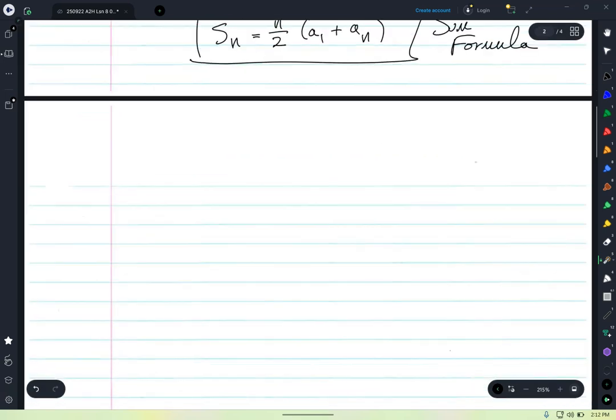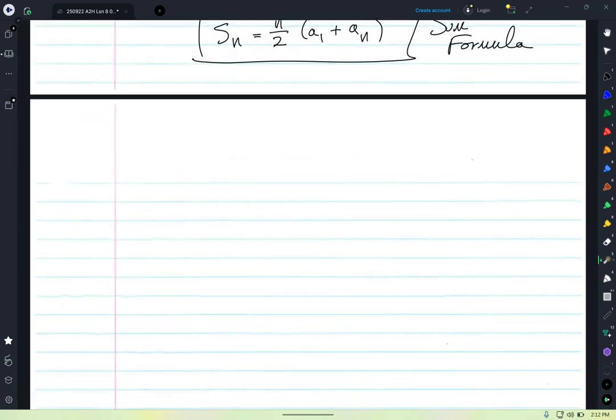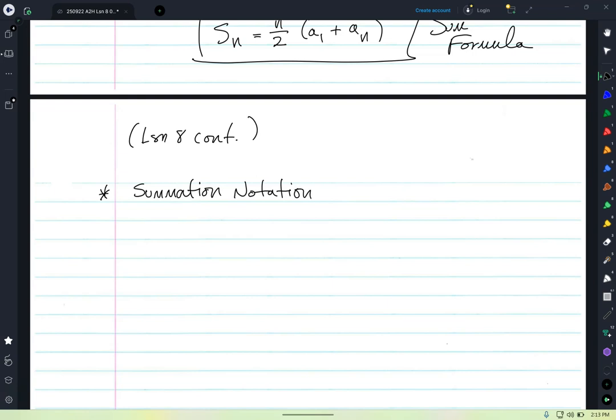Now, let's get into a little bit of math lingo. I'm just going to put up here lesson 8 continued, since I'm on a new page, so you can go to the back or new paper, however you want to do it. The first thing we're going to talk about today is summation notation. I'm a poet and I didn't even know it. Summation notation.